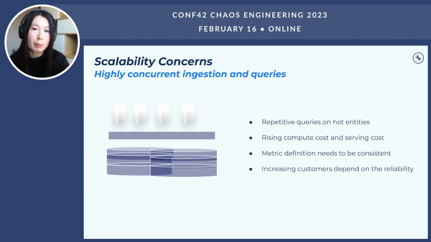When we look at the status of these things, serving highly concurrent ingestion and queries at the same time is extremely hard. Some of the concerns that arise are repetitive queries on hot entities. The compute and serving costs are getting extremely expensive, as you can imagine. Segments are being created, queries coming in concurrently.